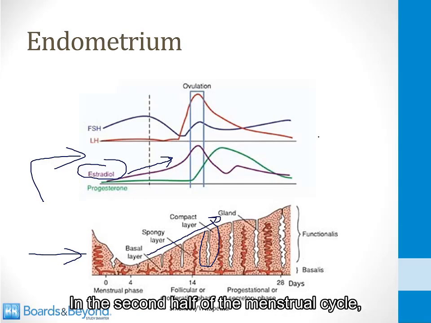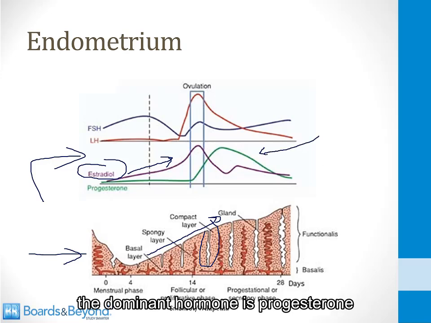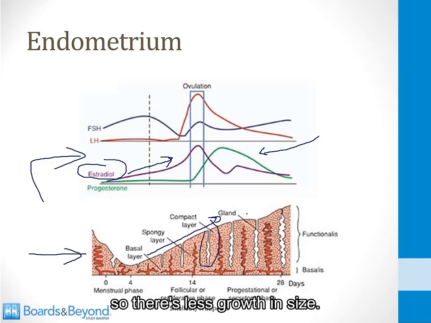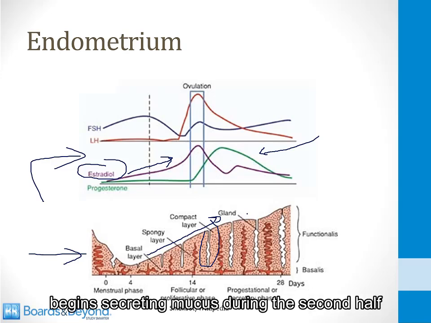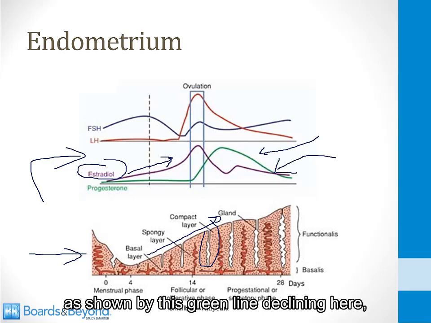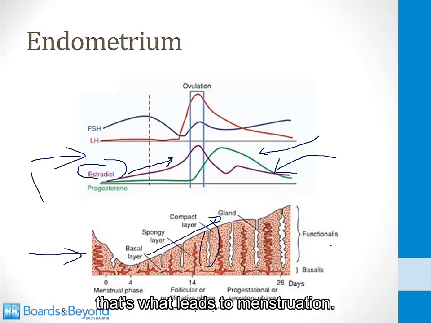In the second half of the menstrual cycle, the dominant hormone is progesterone, shown by this green line. Progesterone opposes the actions of estrogen, so there's less growth in size. The main change here is that the endometrium begins secreting mucus during the second half of the menstrual cycle. And then when progesterone levels fall, as shown by this green line declining here, that's what leads to menstruation.